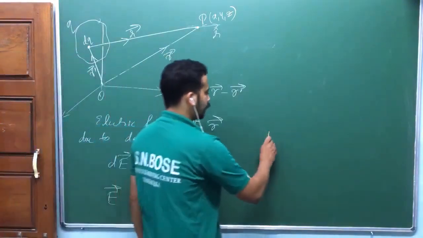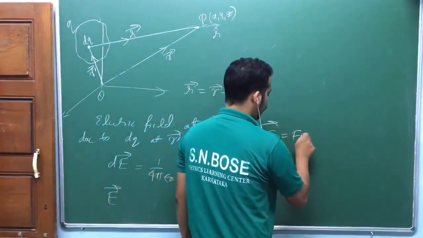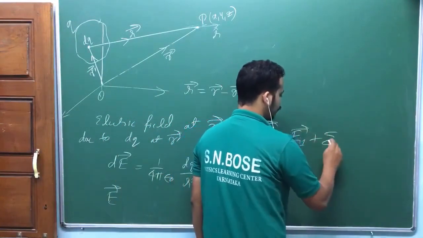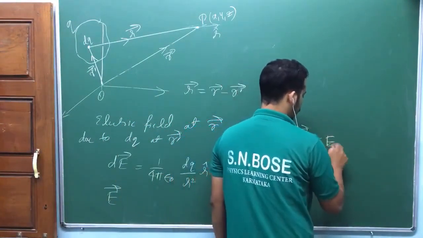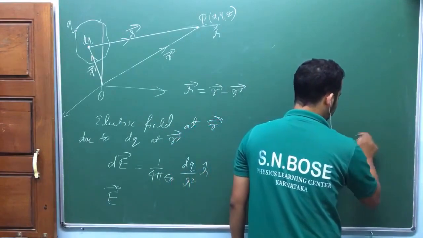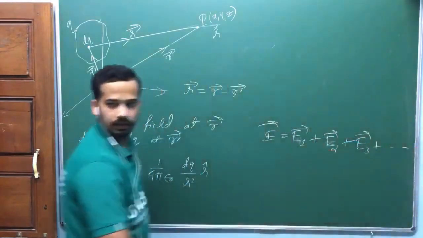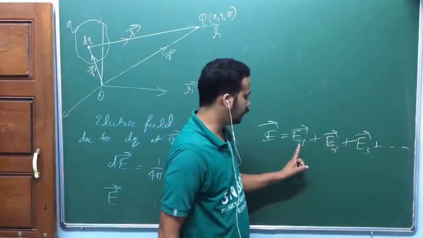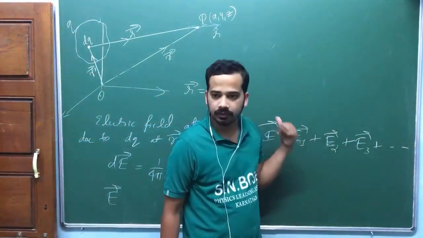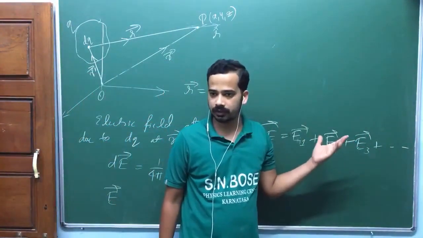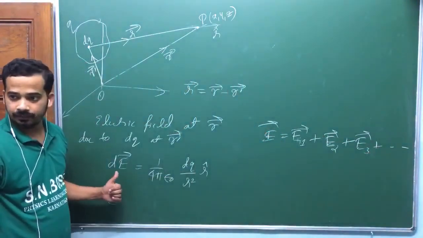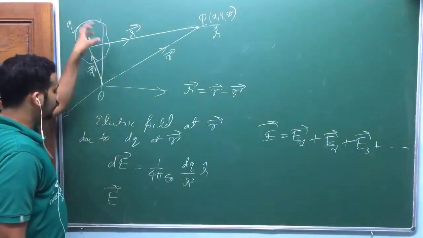So writing the electric field as E1 vector, in case of point charges you have written that as a summation. Am I right? E2 vector plus E3 vector plus and so on. In case of point charges, you can count the number: E1 is the electric field due to charge 1, electric field due to charge 2, like that, isn't it? That's what you have done. But here you can't do like that, because it is a continuous charge distribution.